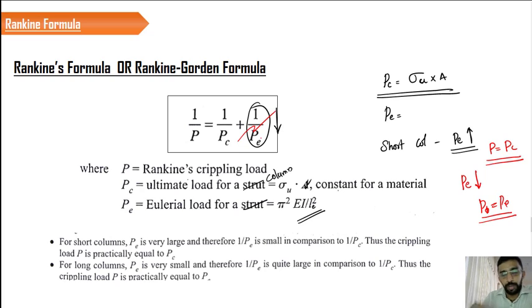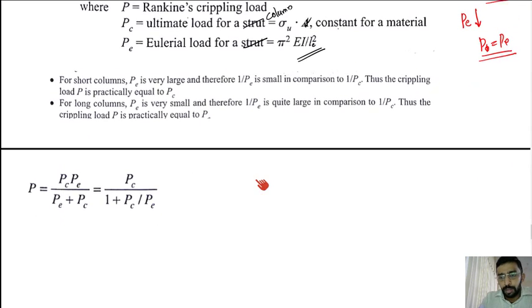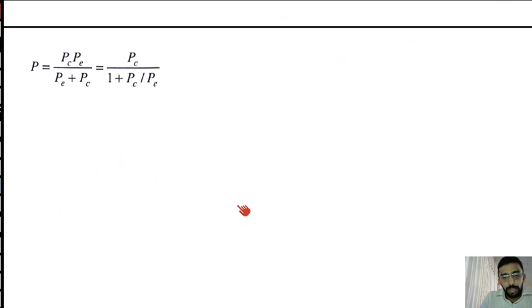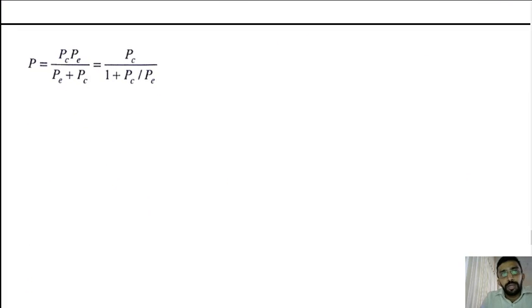Now we are going to derive a general formula which can be used for all types of columns, whether it is a short column, a medium column, an intermediate column, or a long column. It's pretty easy. This is the equation after the cross multiplication. We have P is equal to PcPE divided by PE plus Pc, and we will take out PE from the denominator. From here we will take out PE and cancel out the numerator and denominator, and what is left is Pc divided by 1 plus Pc by PE.